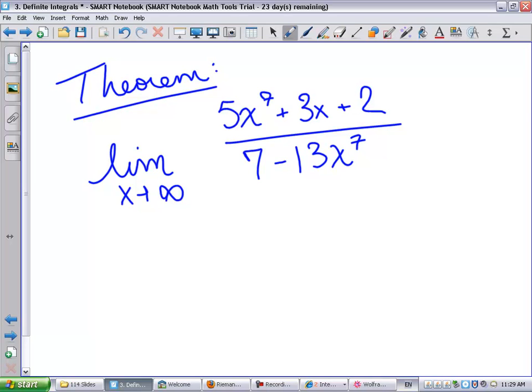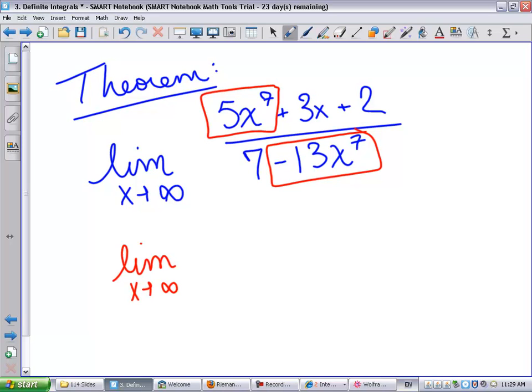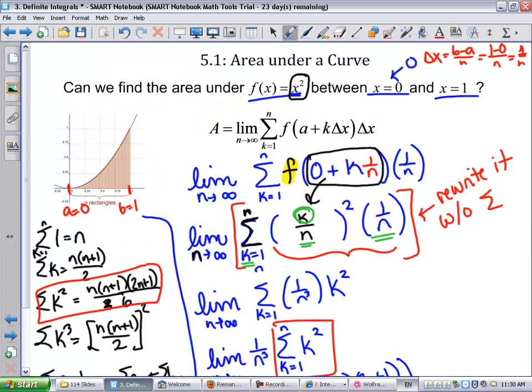You take the highest power of x in the top, so that's the 7th, and the highest power of x in the bottom, so that's the negative 13th x to the 7th, and you can forget everything else. So you can really just look at limit as x goes to infinity of 5x to the 7th over negative 13x to the 7th. But if you're looking at that, the x to the 7ths cancel, and you just get negative 5/13. So we're going to apply that idea back to our problem here.